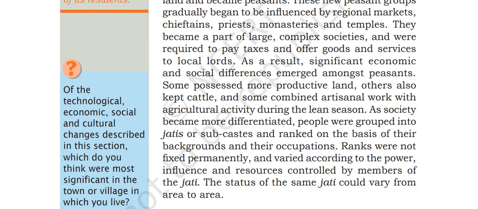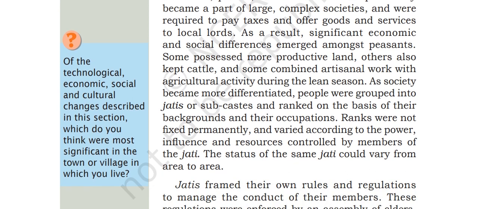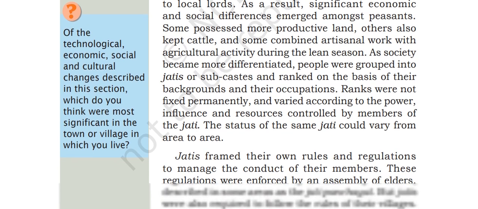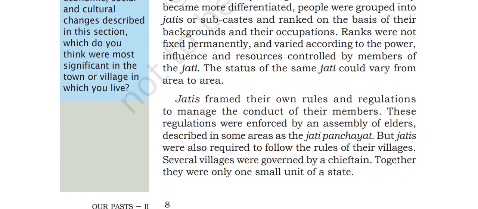As society became more differentiated, people were grouped into jatis or subcastes and ranked on the basis of their background and their occupation. Ranks were not fixed permanently and varied according to the power, influence, and resources controlled by the members of the jati. The status of the same jati could vary from area to area. The jatis framed their rules and regulations to manage the conduct of the members. These regulations were enforced by an assembly of elders, described in some areas as jati panchayat.